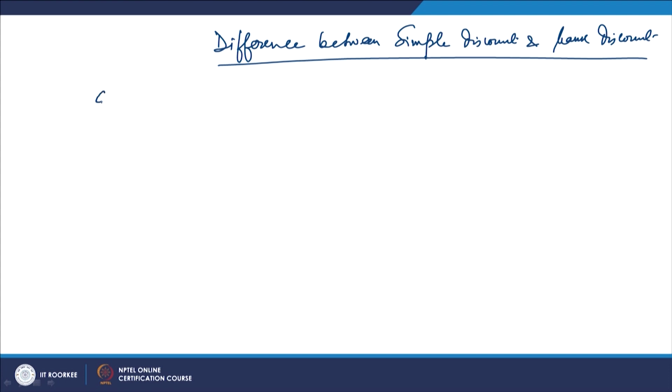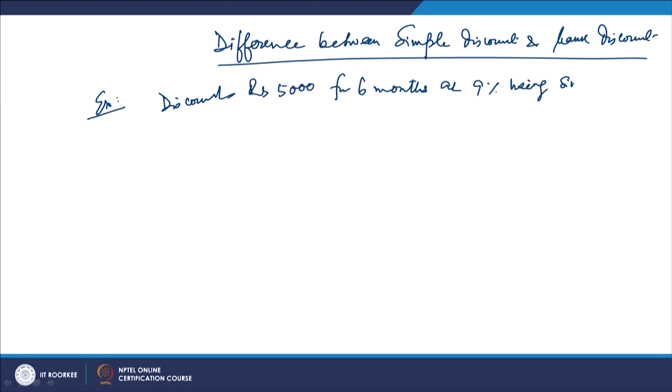Suppose we discount rupees 5,000 for 6 months at 9% using simple discount and bank discount.